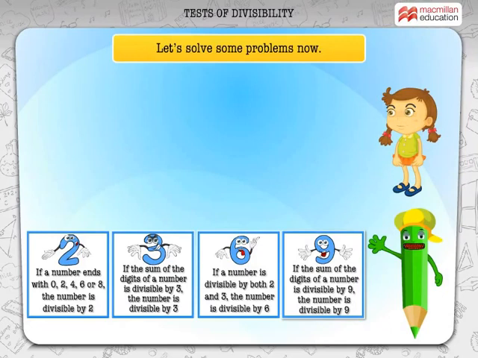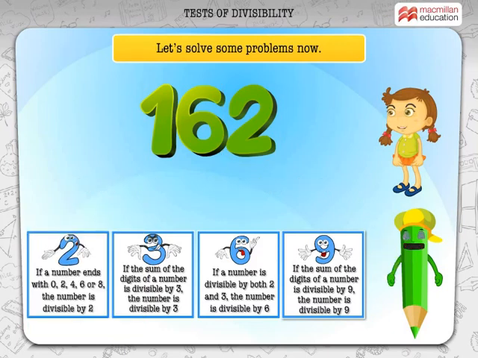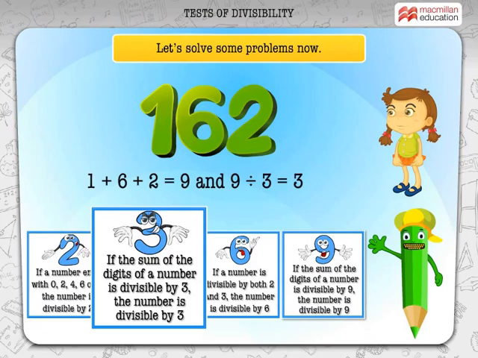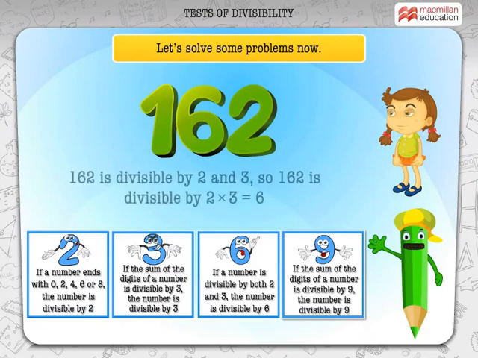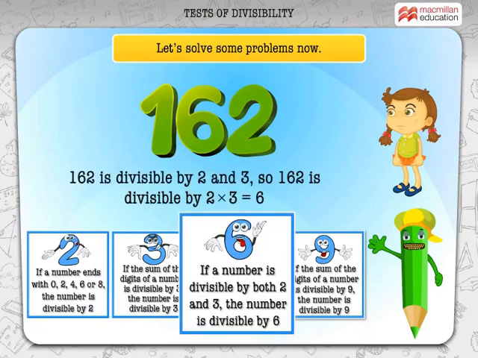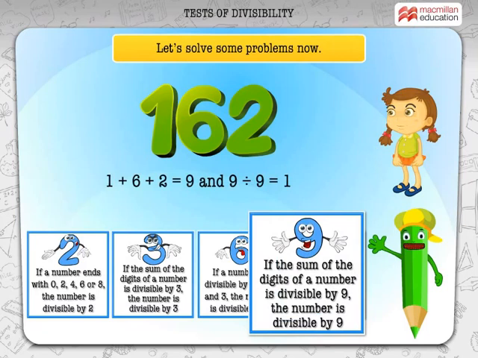Let's solve some problems now. 162 ends with 2, so it is divisible by 2. Is 162 divisible by 3? Let me see. 1 plus 6 plus 2 is equal to 9, and 9 is divisible by 3. So, 162 is also divisible by 3. Is 162 divisible by 6? Of course. We have just seen that 162 is divisible by 2 and 3, so it has to be divisible by 6. Is 162 divisible by 9? 1 plus 6 plus 2 is equal to 9, and 9 is divisible by 9. So, 162 is also divisible by 9.